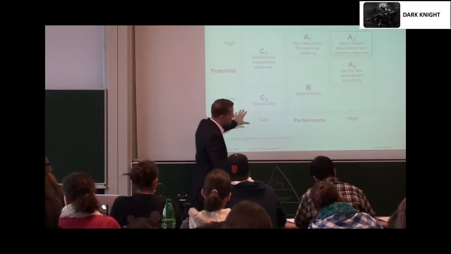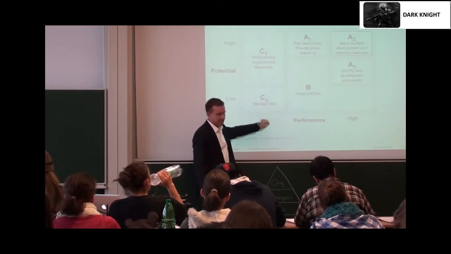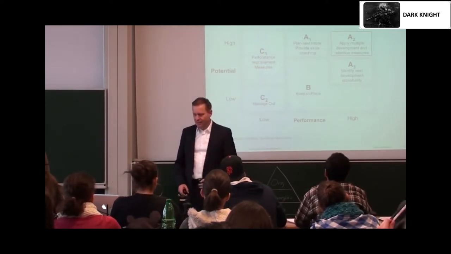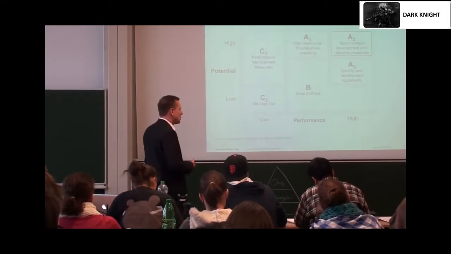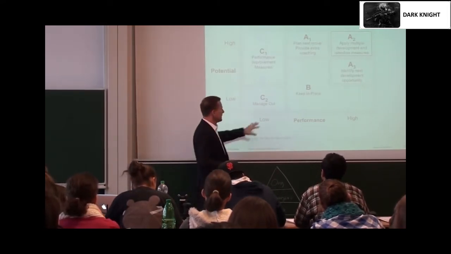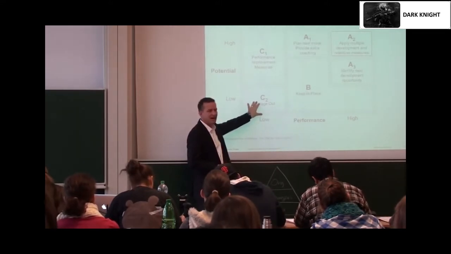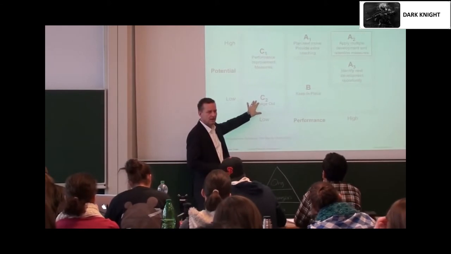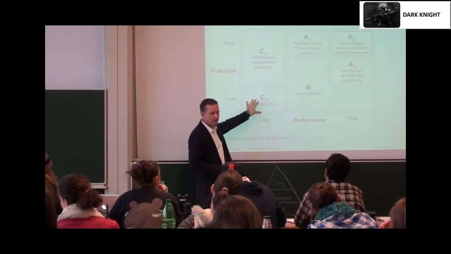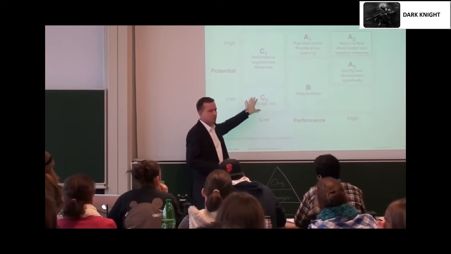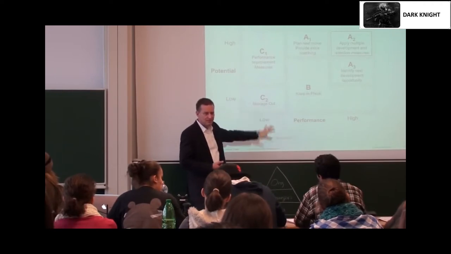A more tragic situation is this. On the left-hand bottom side, the C2s. These are people who perform low. They don't meet expectations, and at the same time you think that they can't do better. Okay, the poor guys. Tragic. Some companies say you have to manage these people out. What does that mean, to manage out?